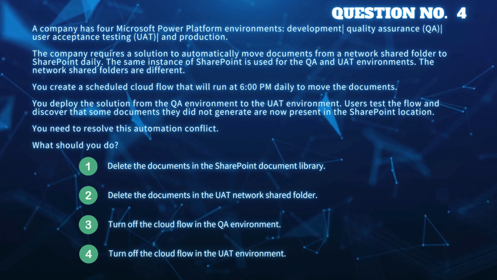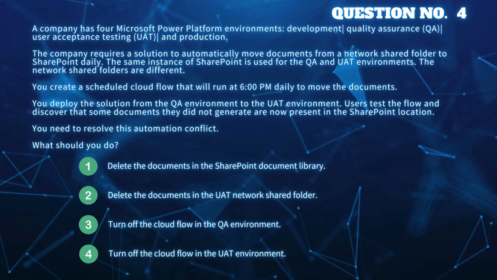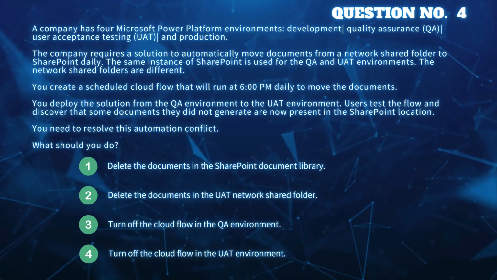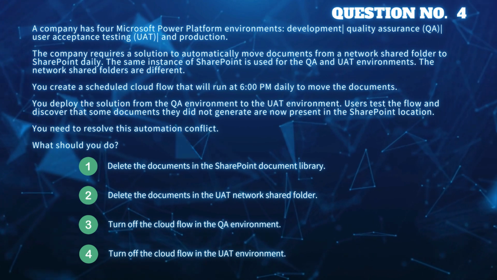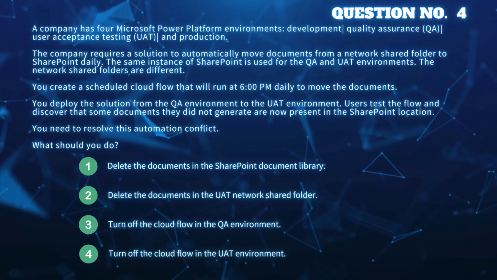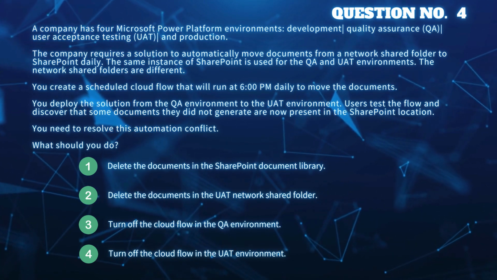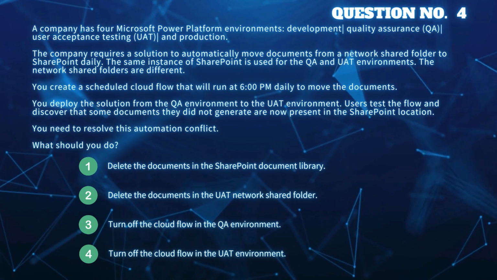Users test the flow and discover that some documents they did not generate are now present in the SharePoint location. You need to resolve this automation conflict. What should you do? Option 1. Delete the documents in the SharePoint document library. Option 2. Delete the documents in the UAT network shared folder.